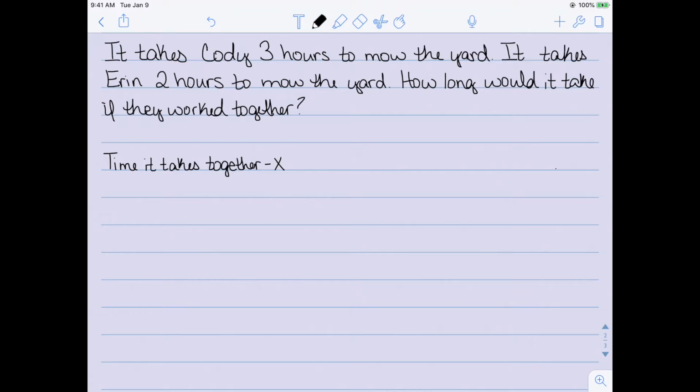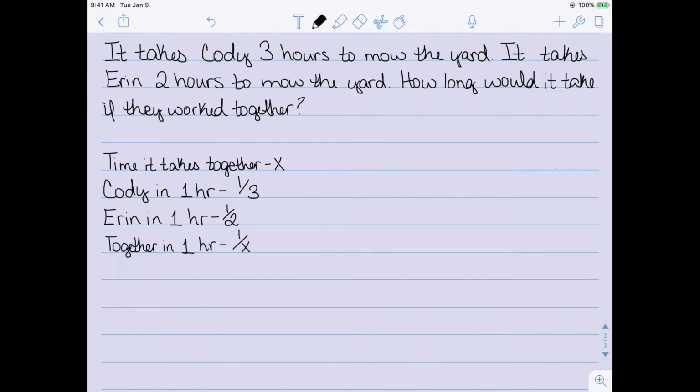And as I've stated before, we're really only concerned with how much they can complete in the hour. What fraction is done in 1 hour? Well, in 1 hour, Cody can complete a third of the job. And in 1 hour, Aaron can complete half of the job. And then if it takes them x hours to do it together, then in 1 hour they'll complete 1 over x of the job.